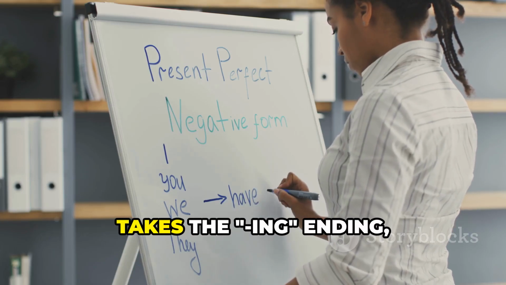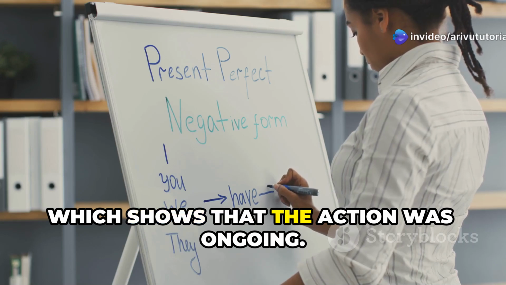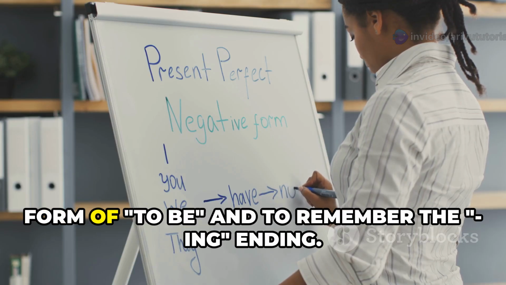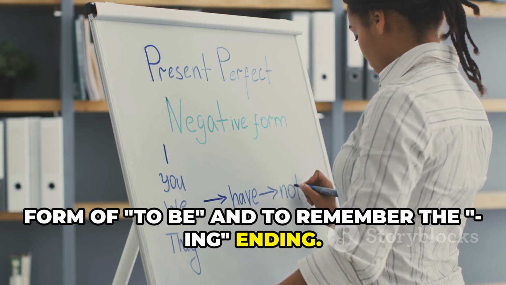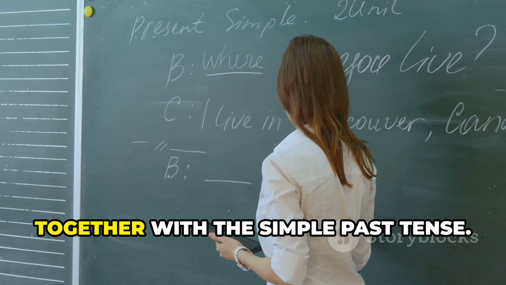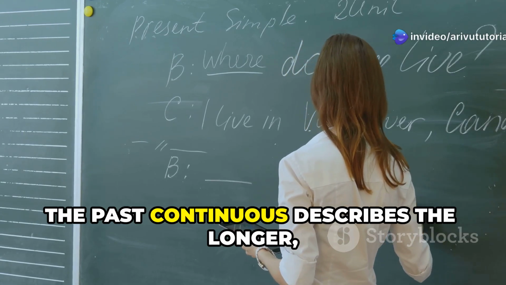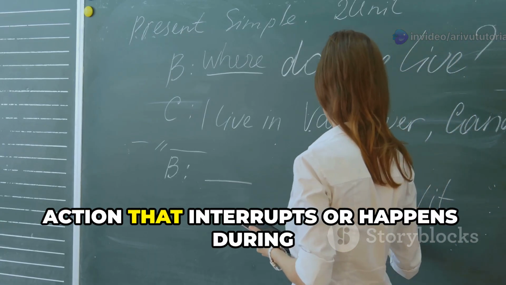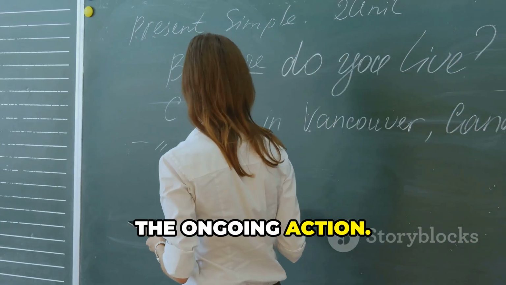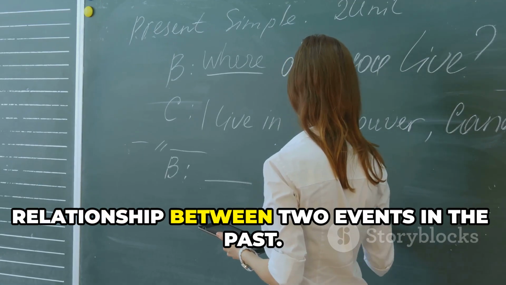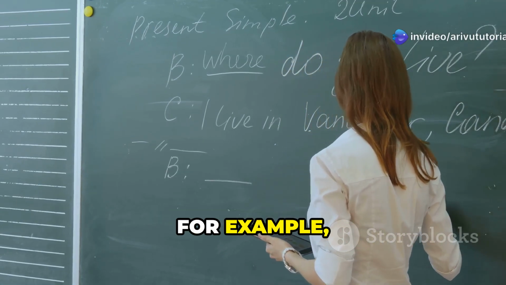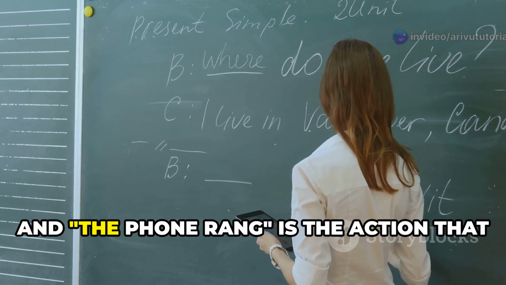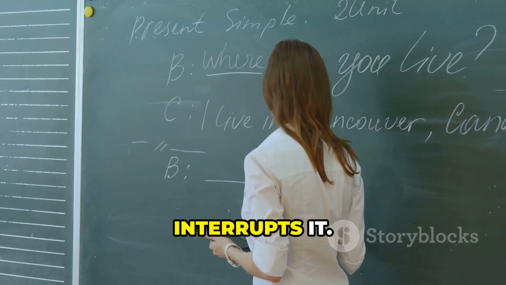The main verb always takes the ing ending, which shows that the action was ongoing. This structure is simple, but it is important to use the correct form of to be and to remember the ing ending. The past continuous tense is often used together with the simple past tense. The past continuous describes the longer, ongoing action, while the simple past describes a shorter action that interrupts or happens during the ongoing action. This combination helps us show the relationship between two events in the past. For example, I was reading when the phone rang. Here, was reading is the ongoing action, and the phone rang is the action that interrupts it.